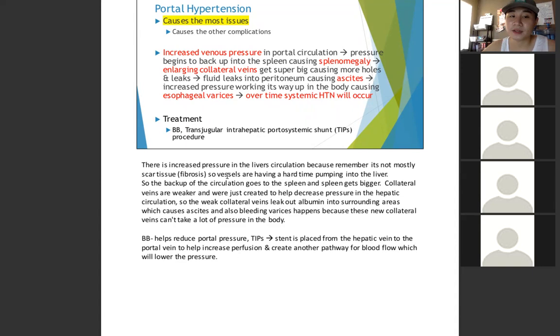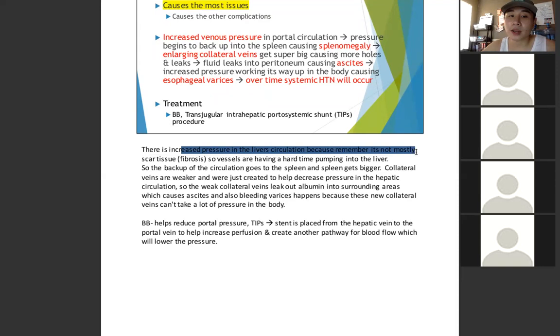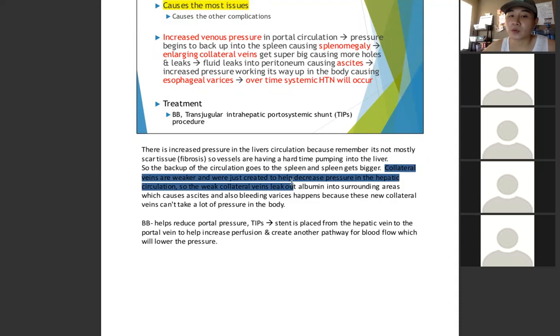There is increased pressure in the liver circulation because remember, it is mostly scar tissue, fibrosis, so vessels are having a hard time pumping into the liver. So the backup of the circulation goes to the spleen and the spleen gets bigger. Collateral veins are weaker and were just created to help decrease the pressure in the hepatic circulation.